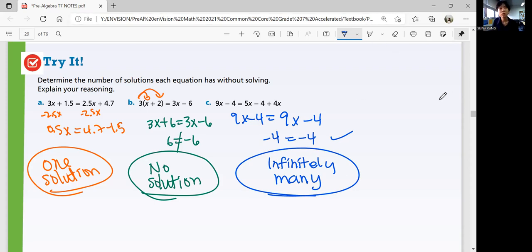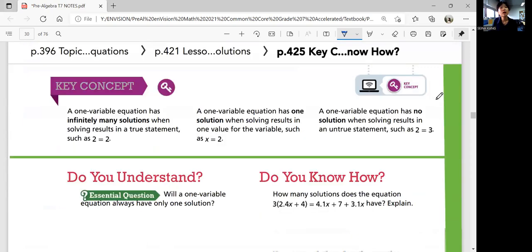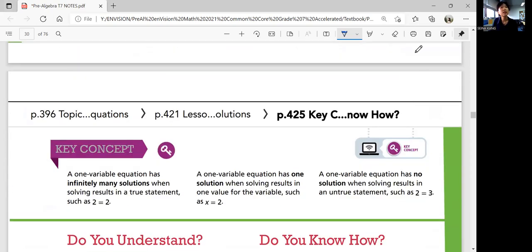All right, good. So that was our lesson. A one variable equation has infinitely many solutions when solving results in a true statement, such as 2 equals 2. A one variable equation has one solution when solving results in one value for the variable, such as x is equal to 2. A one variable equation has no solution when solving results in an untrue statement, such as 2 is equal to 3. That's not true. Okay, so remember these types of questions. That was lesson 7-4, equations with no solutions or infinitely many solutions.